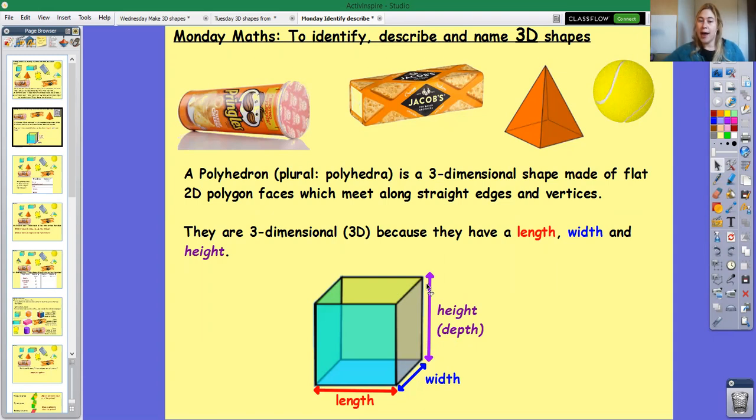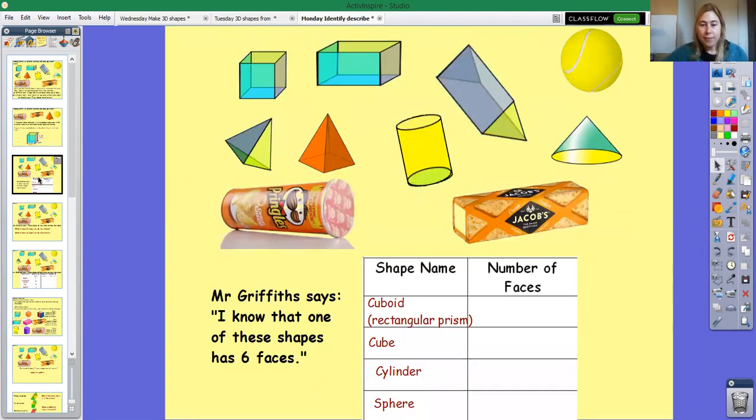So if you imagine a building or a swimming pool, as well as the sort of top face of the building or the swimming pool, as well as that 2D surface, you can also go down or you could go up the stairs in the building. So depth or height. And I like to think about it as the one that goes up and down, because that's easier for me.